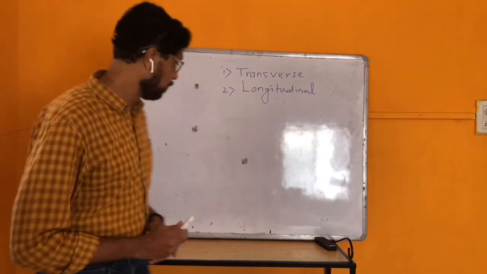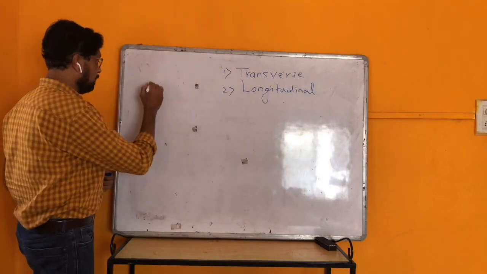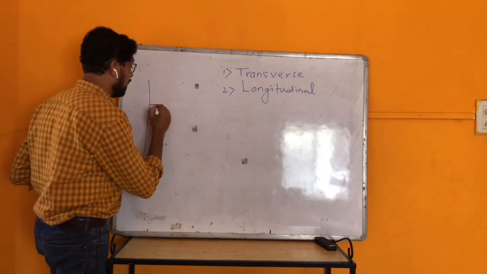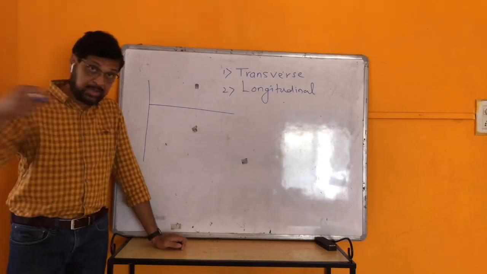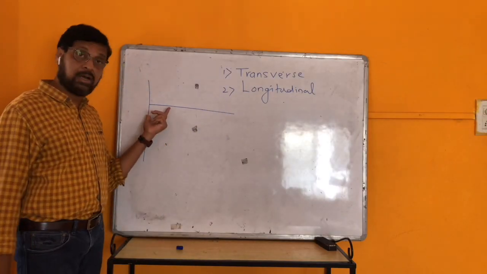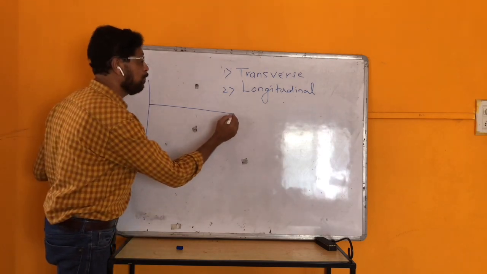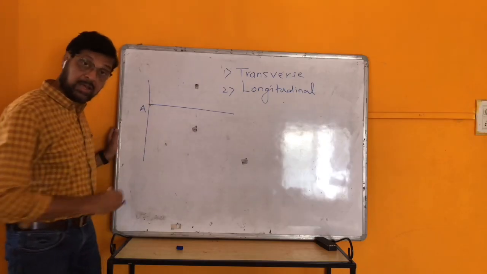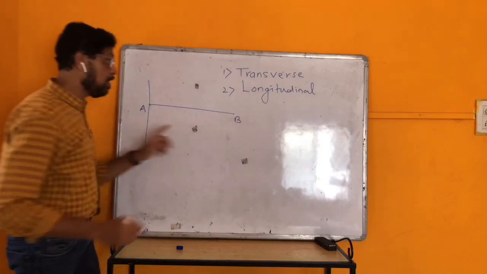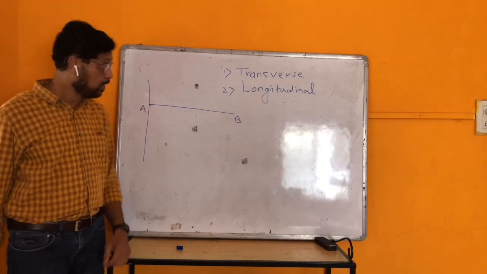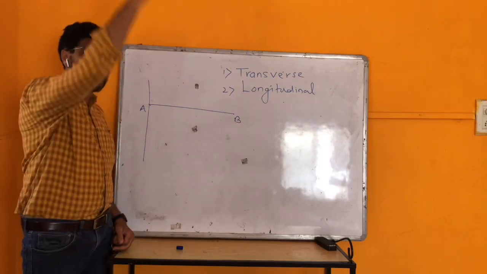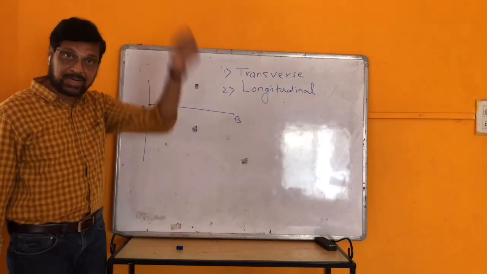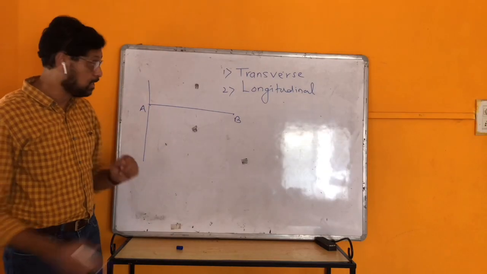What does that mean? Suppose this is a wall, and a string is tied to that wall. This is the free end. This is the fixed end. Suppose A is the fixed end and B is the free end of that string. Now suppose you give up and down jerks at this point. If you give up and down jerks, then what will happen?